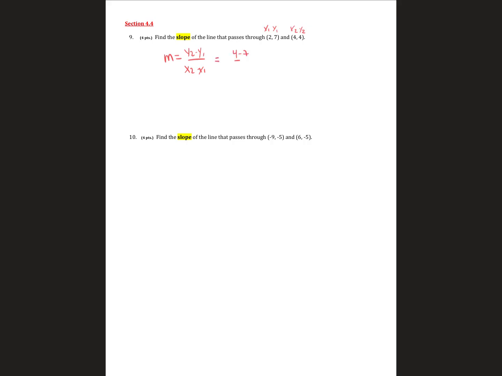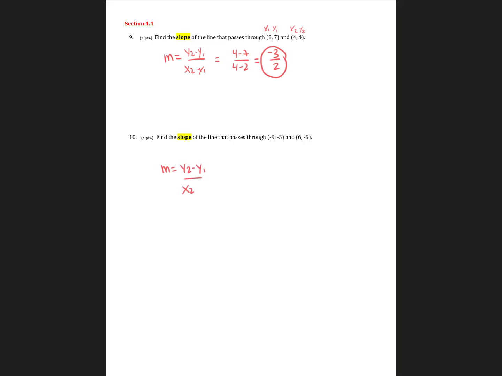4 minus 7 over 4 minus 2. Negative 3 over 2. And you can leave your answer just like that. You can graph it and check the rise over run and make sure it's actually a negative slope. Multiple ways to check.